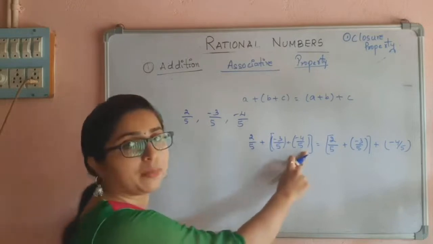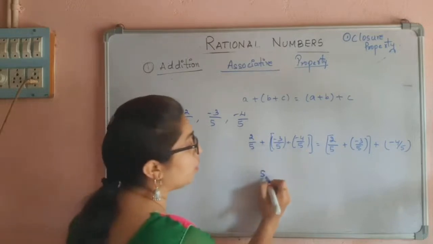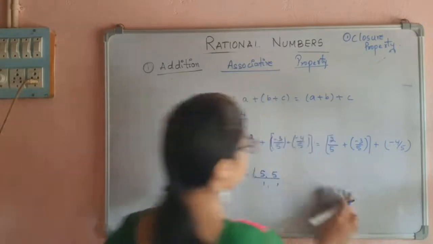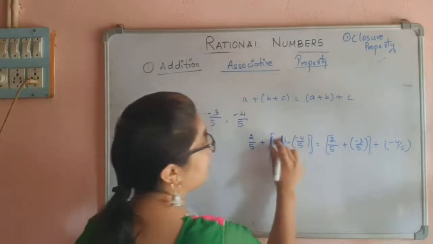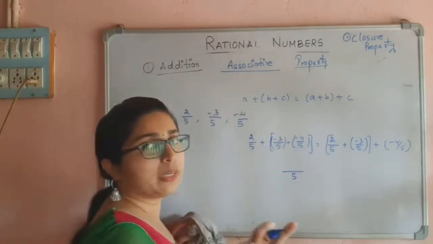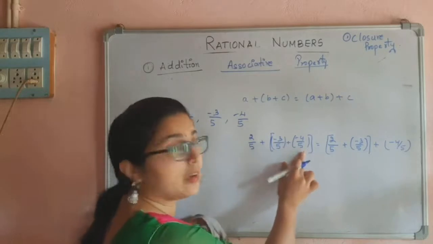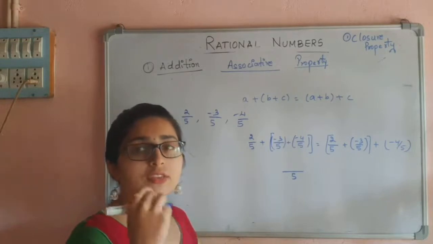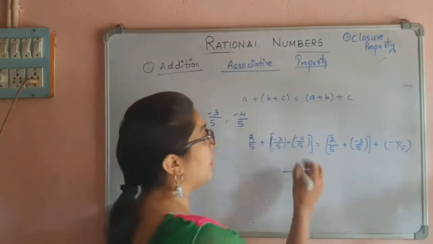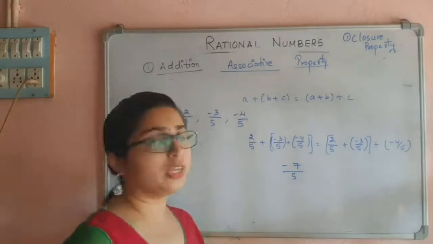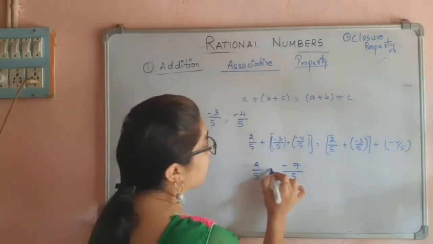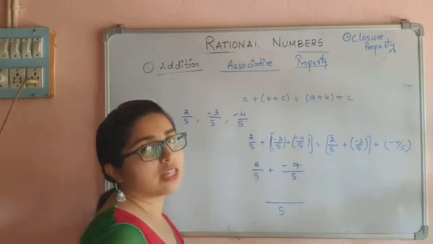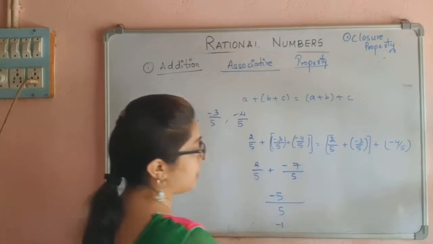The LCM will be 5 because the denominator common is 5. You know how to take the LCM. So the LCM is 5. And we will just add the numerators, because we are not cross multiplying, both having the same denominator 5. So minus 3 plus minus 4: adding two integers which have the same signs, 3 and 4 make 7, with the sign common to both numbers. Next, 2 by 5, here also the LCM is 5. Then you take 2 plus minus 7, that will give you minus 5. So this is minus 1.